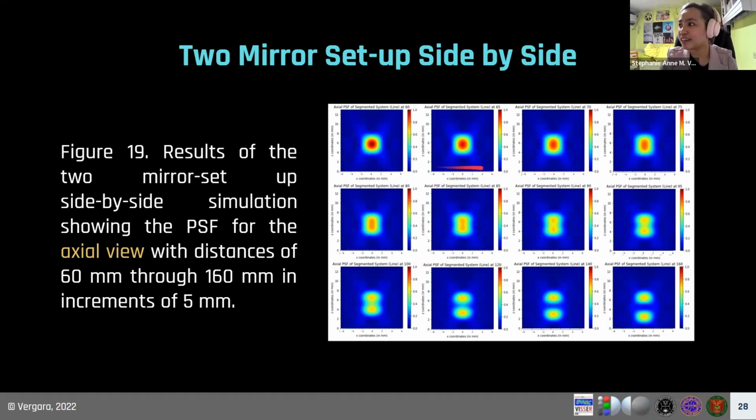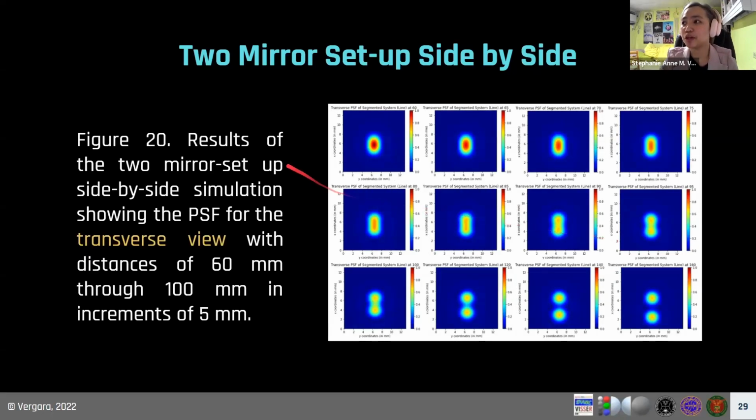So as we can see, the focus of the mirrors of the segmented mirror system starts to diverge at this point and then continuously diverges as the distance increases. Okay.